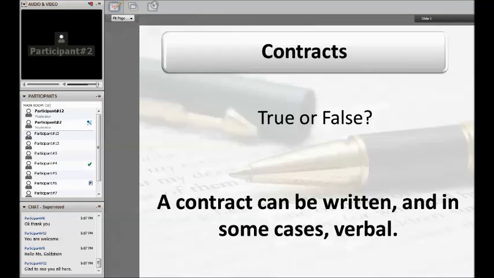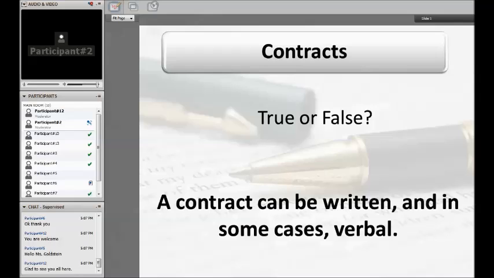We've got our polling tool already set up. So a green check is going to be true and a red X is going to be false. Tell me, as a contract, does it have to be written or can it in some cases be verbal? We've got the statement: a contract can be written and in some cases verbal. Is this true or false? Green check is true, and a red check is false.